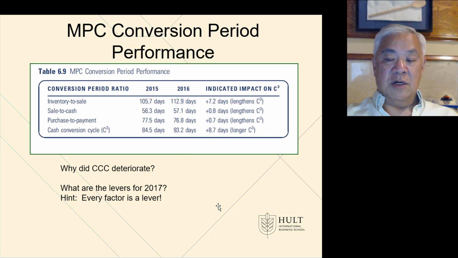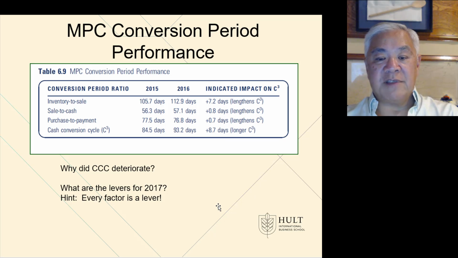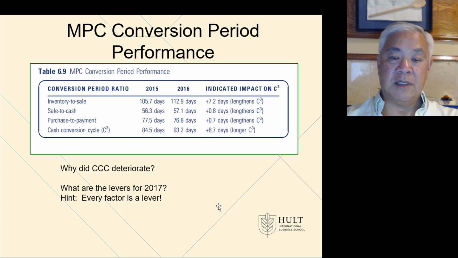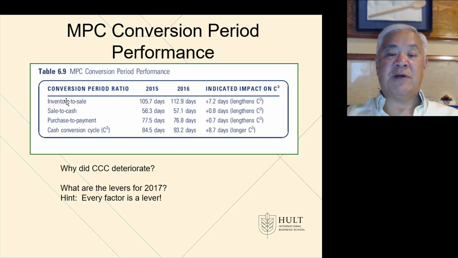Not good. So if you would say, what are the levers we have to control things? One of the hints is that every factor and every variable is a lever. So let's look at the first one. Inventory to sales. Can we reduce our inventory, or can we increase sales without increasing inventory? That would make this ratio improve. Second, can we collect faster our receivables? And by doing so, we'll lower this number, which will lower our cash conversion cycle.